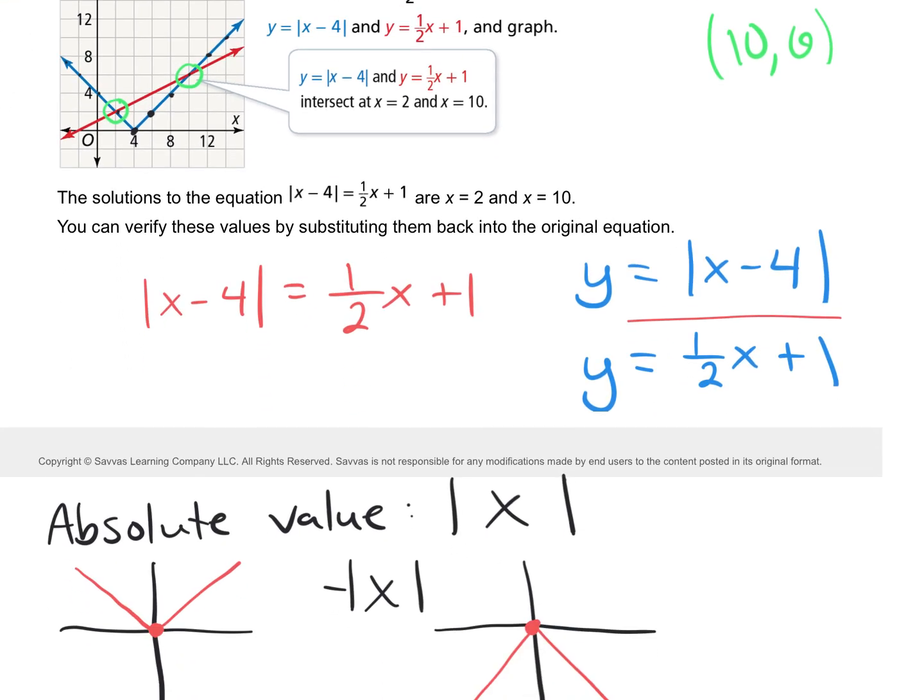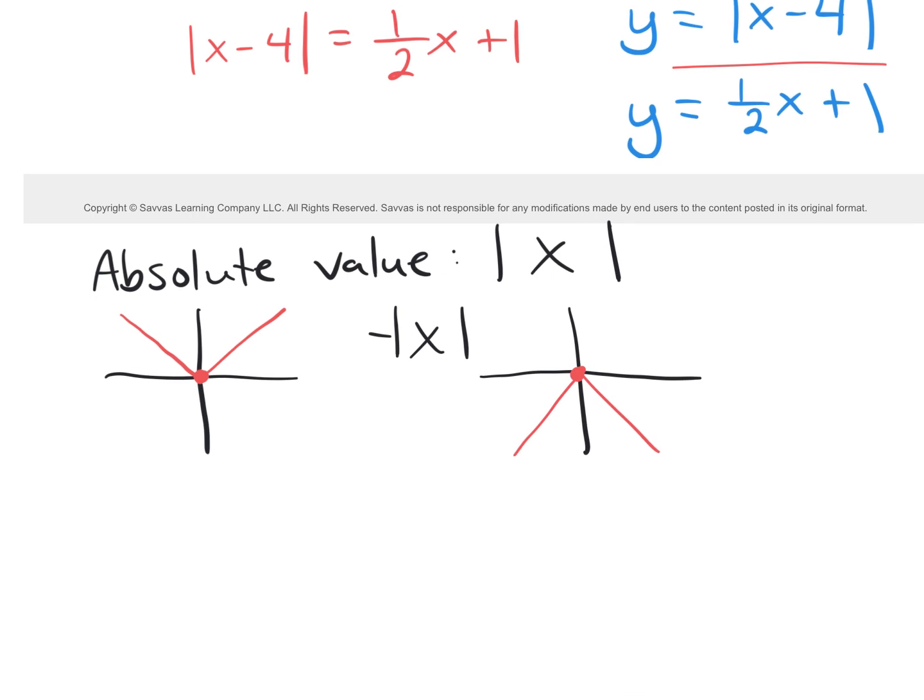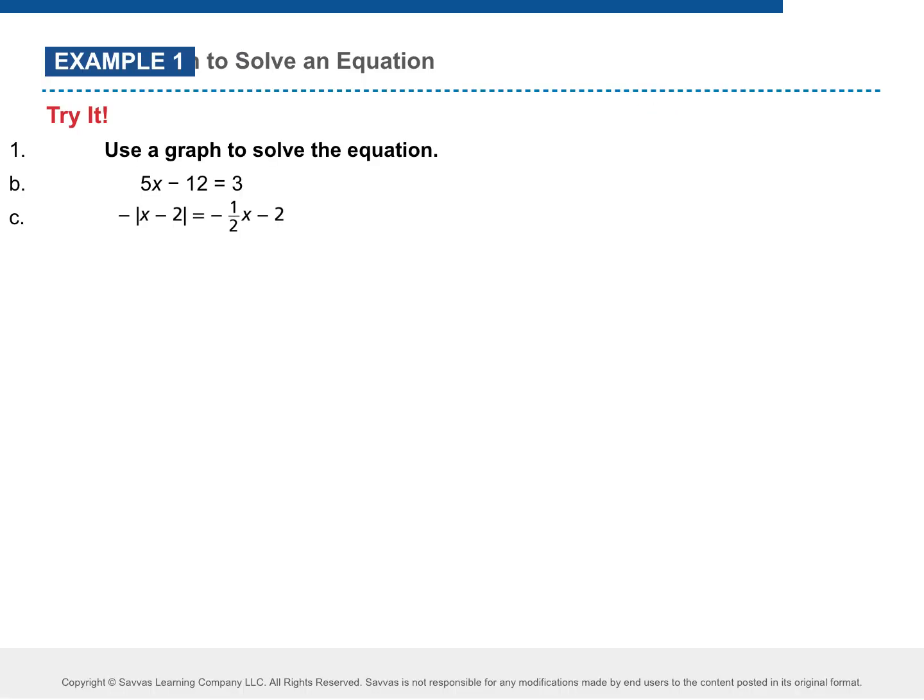Just remember with absolute value, it's always going to look like a V. Look at example 1B. It should match this one that I have up here. Everyone see it? Make your X and Y axis on your graph that they provided for you.